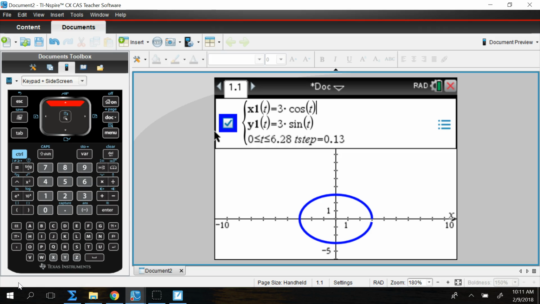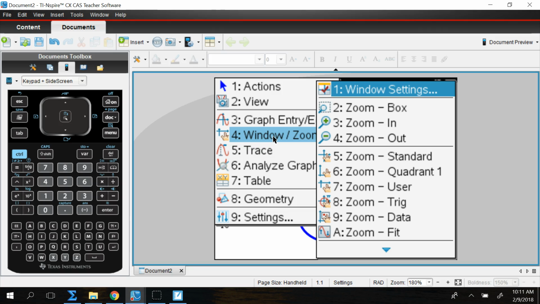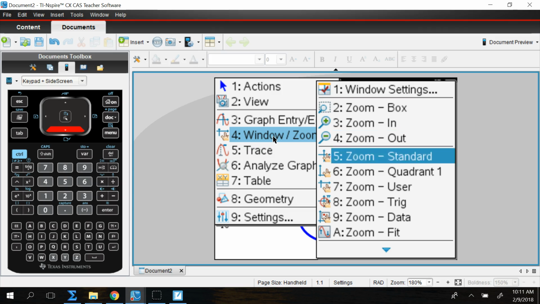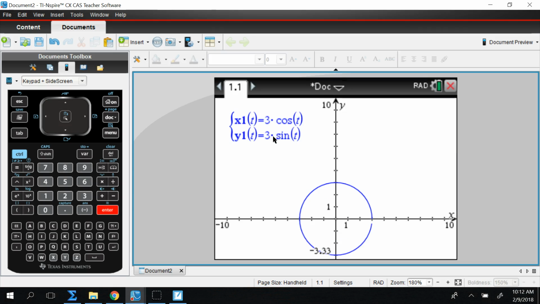But what's wrong with that? Does yours look like that still? No. To me, that looks kind of like an egg, right? But if I go into my zoom and scroll down to zoom square, which is actually B, and square that up, it makes it be a circle.